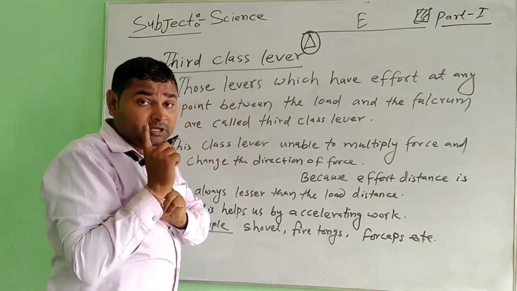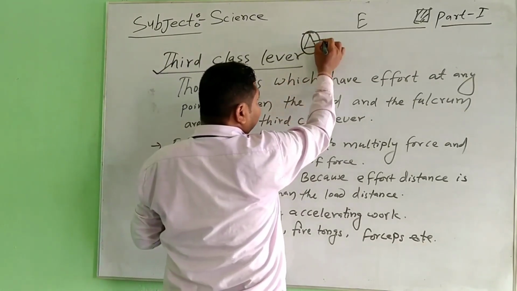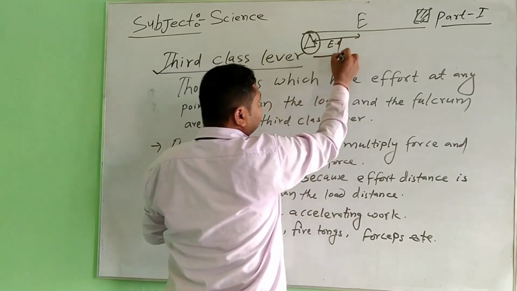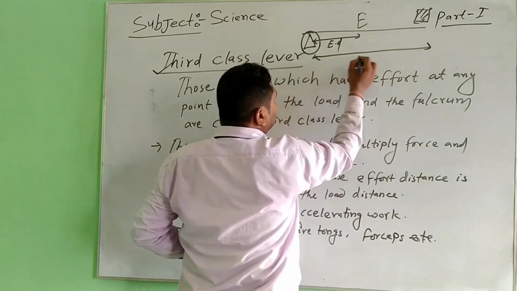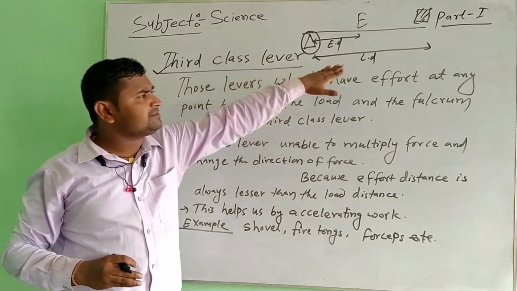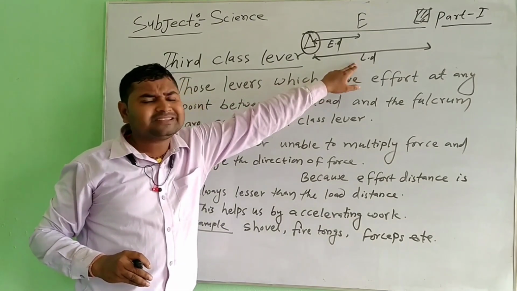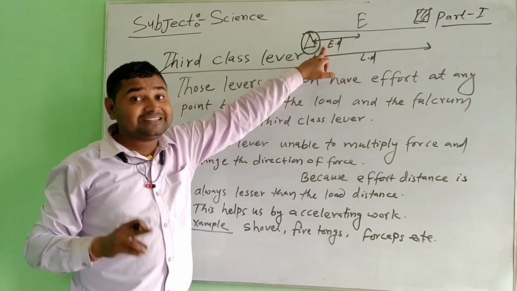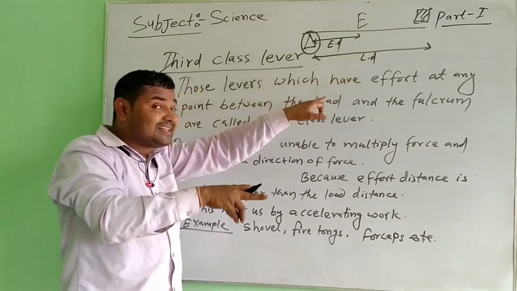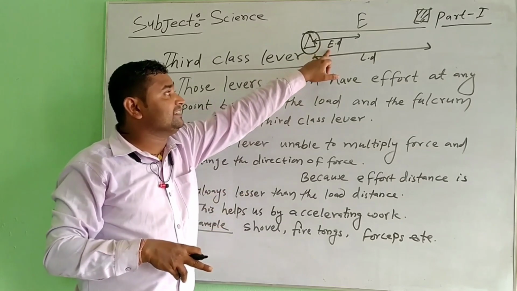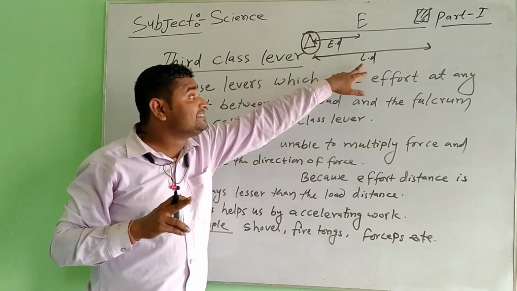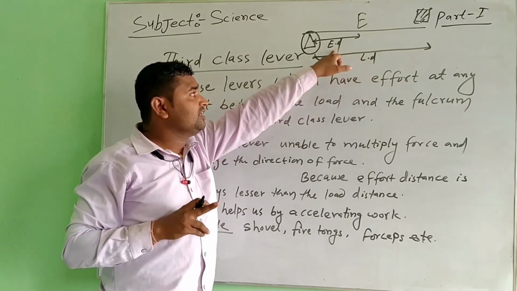Where is the fulcrum? The distance between the fulcrum and the effort is called what? Effort distance. And the distance between the effort and the load is what? Load distance. It means in third class lever, load distance is always greater than effort distance. But in second class lever, effort distance is always greater than the load distance. But in third class lever, effort distance is always lesser than the load distance.